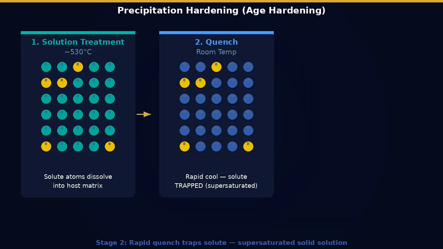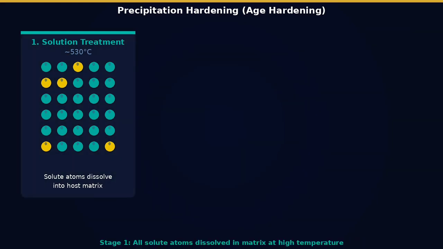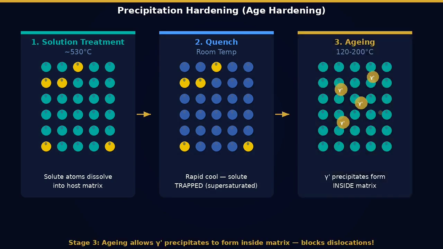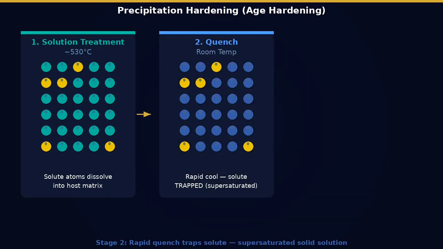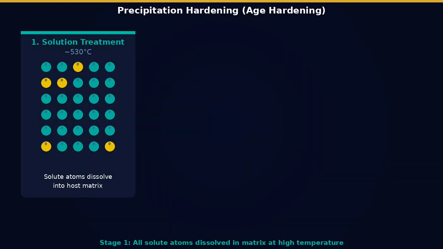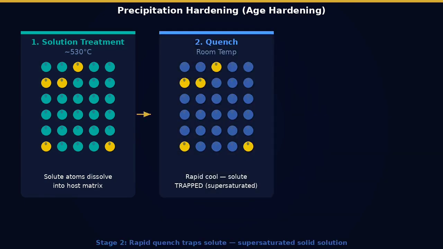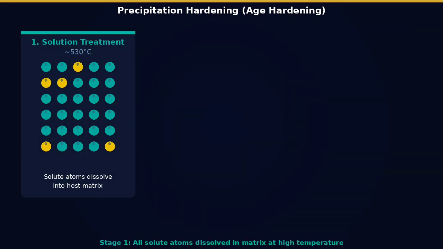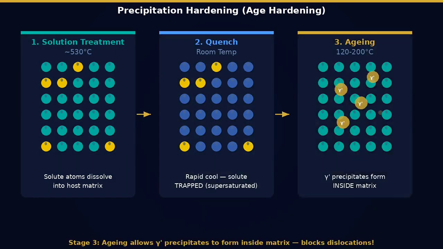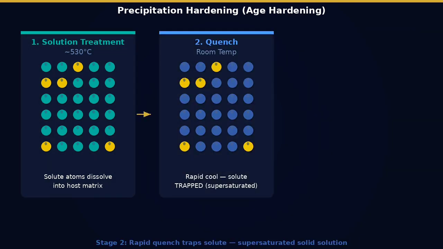Watch the 3 stages. Stage 1. Solution treatment. All solute atoms dissolve into the host matrix. Stage 2. Rapid quench. Solute atoms are trapped. Alloy is now supersaturated. Stage 3. Aging. Tiny precipitate particles form inside the matrix. These particles block dislocation movement far more effectively than individual solute atoms. Result? Much stronger metal from the same base material.